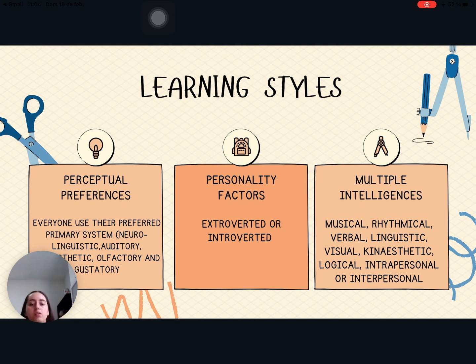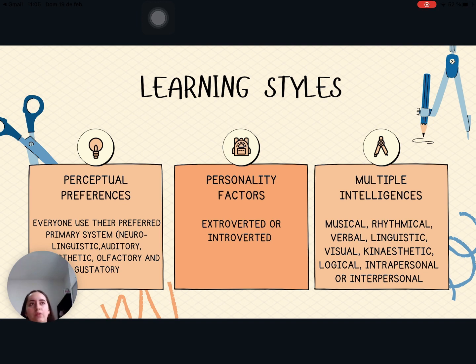So sometimes we tend to use these systems differently in the way we perceive, process, or store information. So we also have personality factors. That is basically if we are introvert or extrovert, and it depends on the way we speak or collaborate with others. We also have multiple intelligences. We have musical, verbal, kinesthetic, logical, interpersonal, or intrapersonal, and it is different in each person. We all have these intelligences, but in each person the way they are pronounced is different.